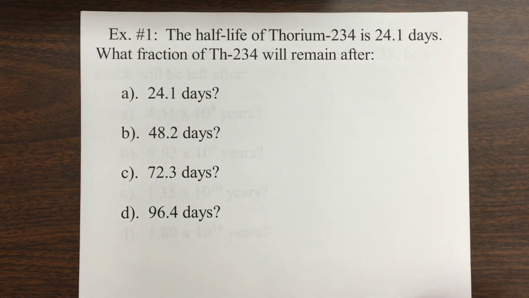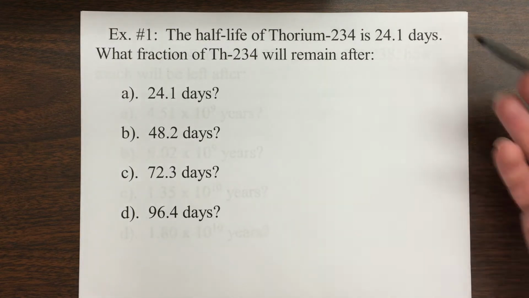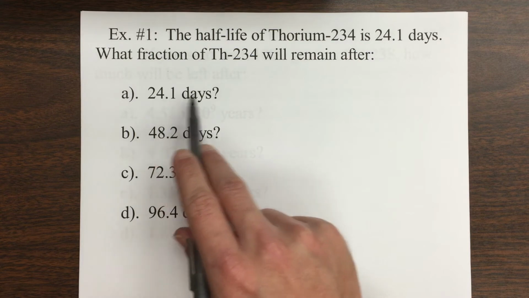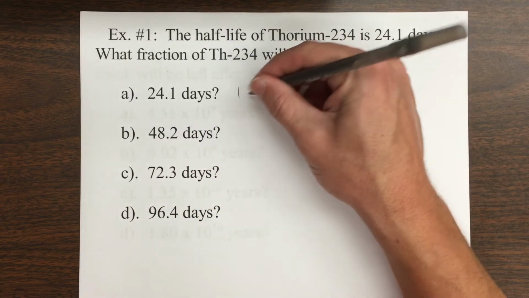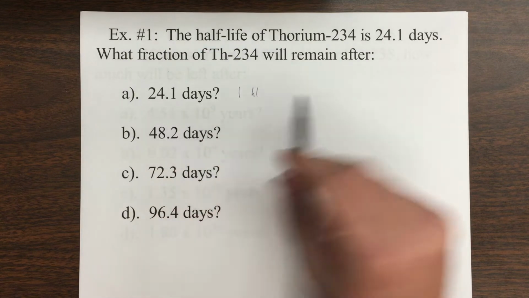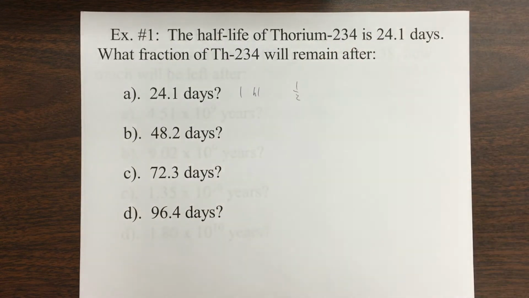So the half-life of thorium-234 is 24.1 days, meaning every 24.1 days, half of any sample of thorium will be gone. So 24 days represents one half-life, or just HL for short. So in 24.1 days, half of our original sample will be gone.